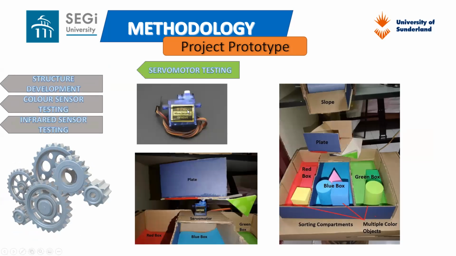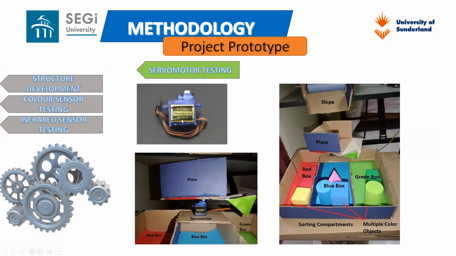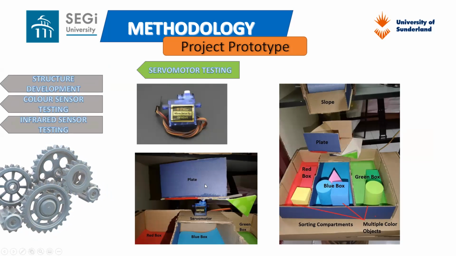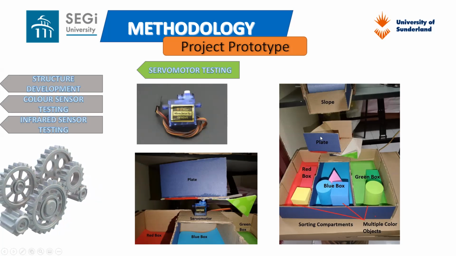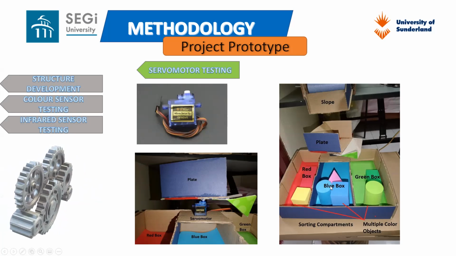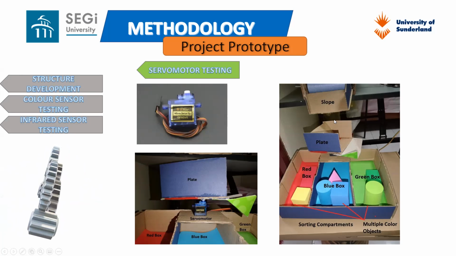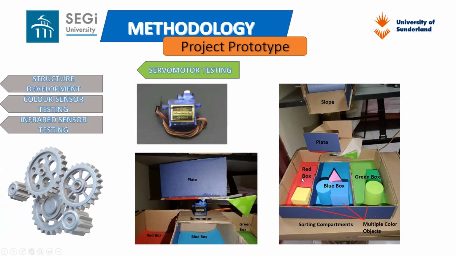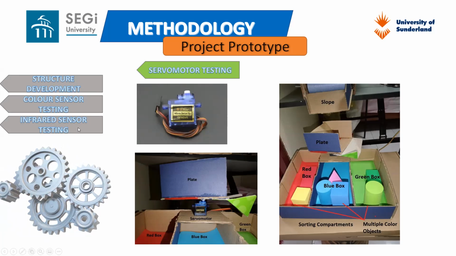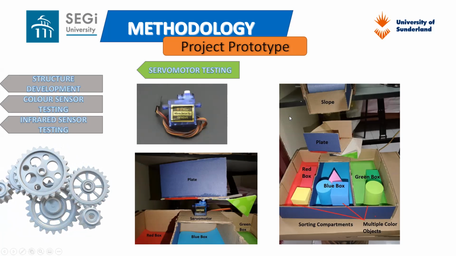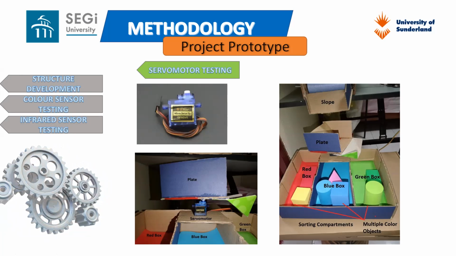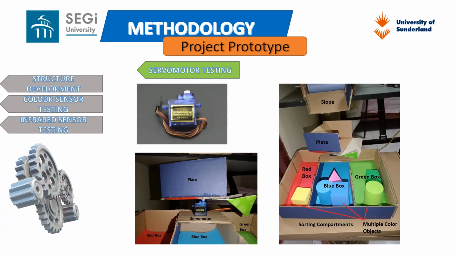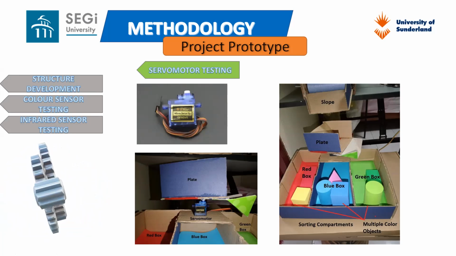This is the servo motor that we are using. We're using a DF9GMS servo motor. The servo motor will rotate the plates or the flipper. 0 degrees is for the blue box, 90 degrees is for the green box, and 180 degrees is for the red box. I cannot show you the real prototype because I'm currently in the United States and I cannot bring my project over here. I'm sorry for that.